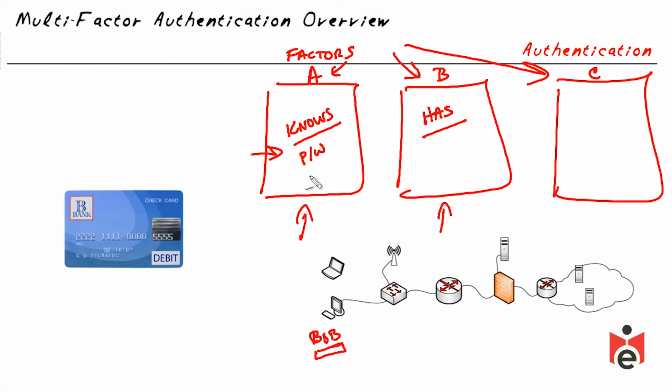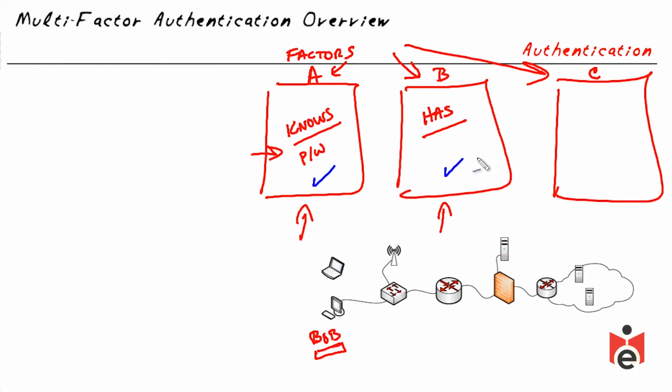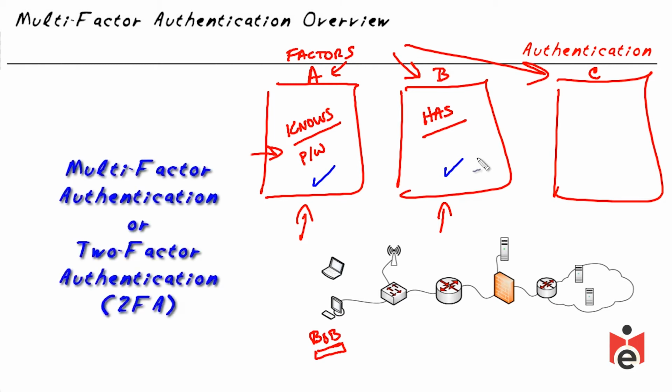And that PIN number would be something that the user knows. So if we're using 2 or more factors from 2 or more different categories, it's referred to as multi-factor authentication.